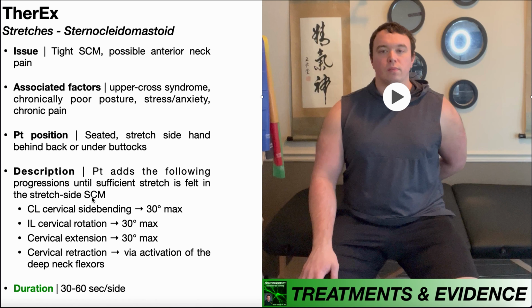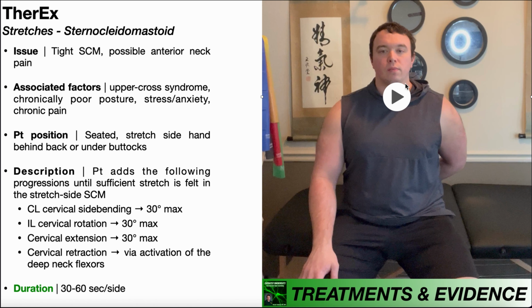stretched side sternocleidomastoid. So we'll begin with contralateral cervical side bending, not all the way, about 30 degrees maximum, followed by ipsilateral cervical rotation, same thing, about maximum 30 degrees, followed by cervical extension and possible manual overpressure and cervical retraction via activation of the deep neck flexors.